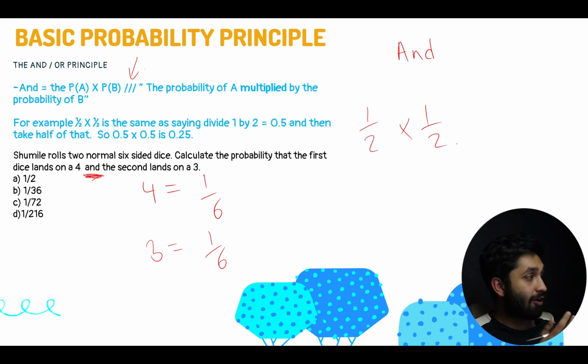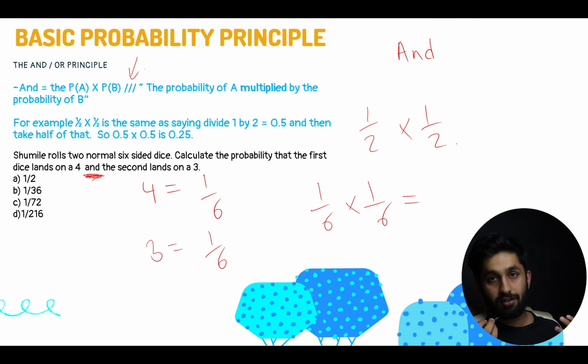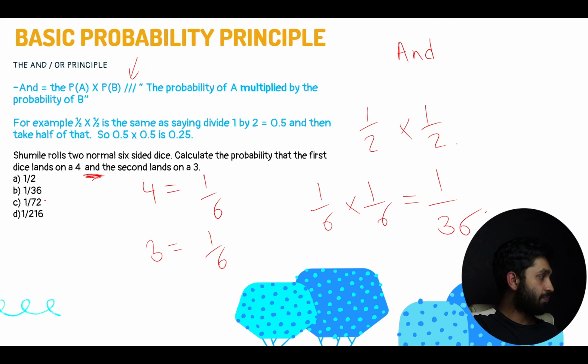Now it's asking us to calculate the probability that the first dice lands on a 4 and the second dice lands on a 3. Going back to what and actually means, it basically wants two events or more than one event going in our favor. So in this case, the probability of landing on a 4 is 1 over 6, the probability of landing on a 3 is 1 over 6, so all we have to do is multiply these two fractions together. And you should be able to do this in your head, which is 1 over 36, so B is our answer.